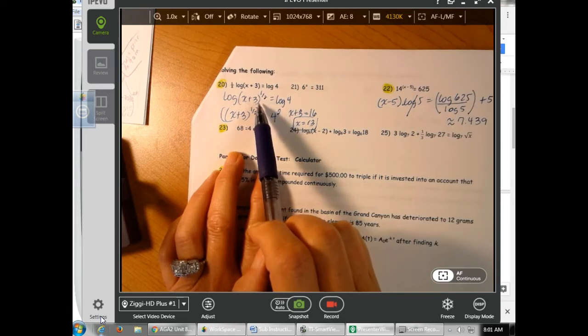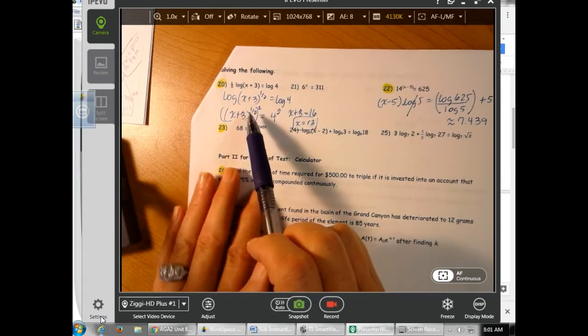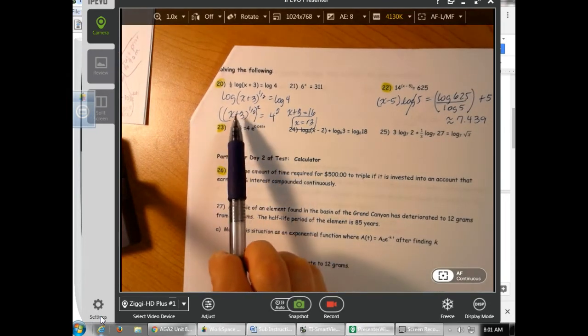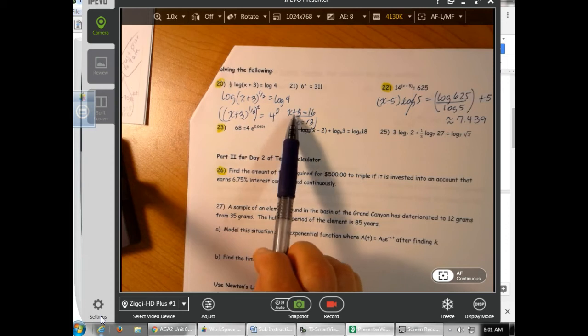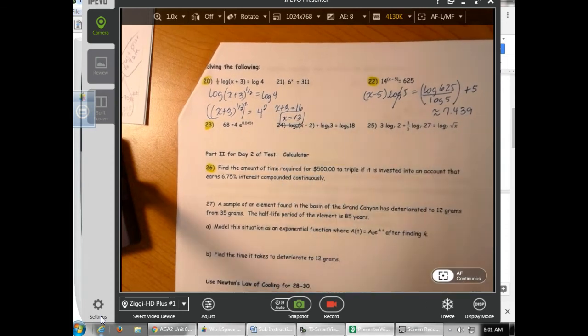And once I have that, I can just set x plus 3 to the 1/2 equal to 4 because of my equality properties. So once I do that, I would simply square both sides to get the x plus 3 all by itself, and then I get 16 on the right, and then I would just subtract 3. So I'm going to get 13 for that one.